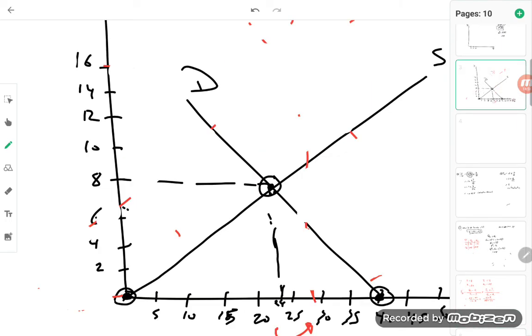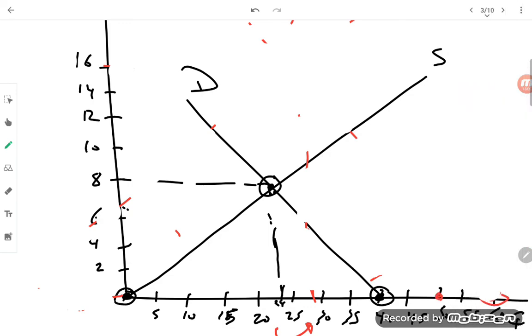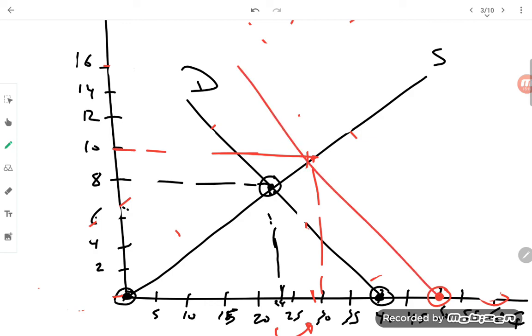When price is 0, it's 50. When price is 10, it's 30. So this is the new demand curve. As income increases and the commodity is normal, demand will increase and the demand curve will shift to the right. As a result, equilibrium quantity increases from 24 to 30 and equilibrium price increases from 8 to 10.